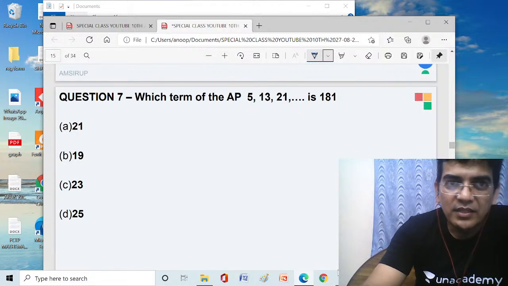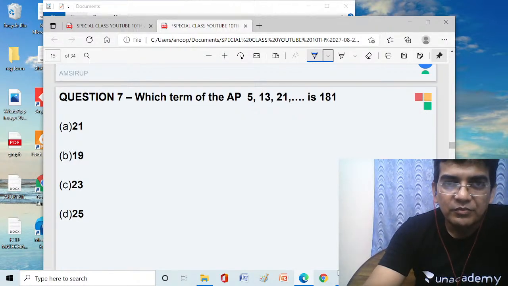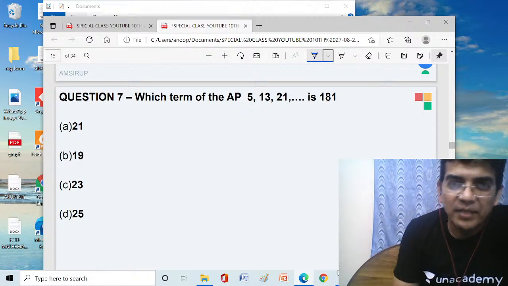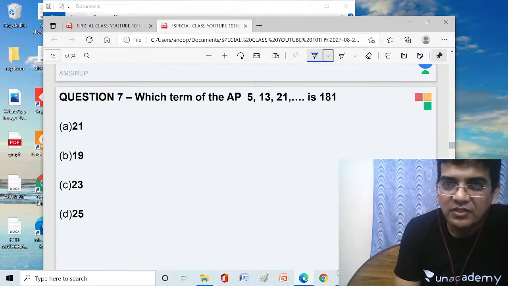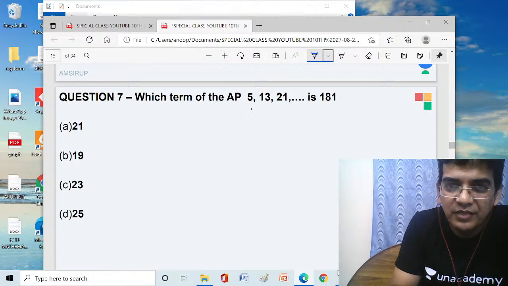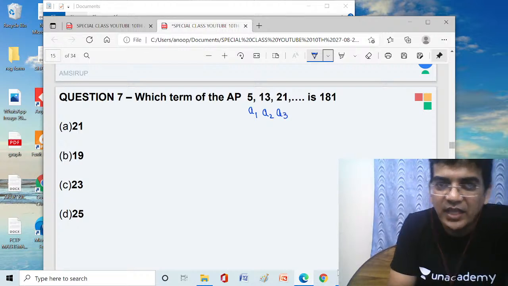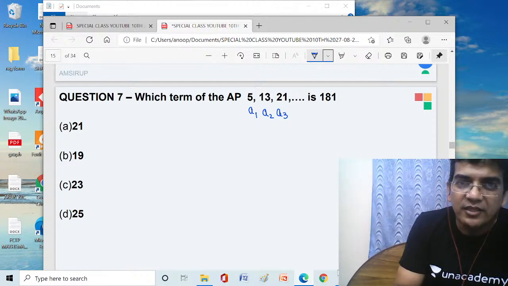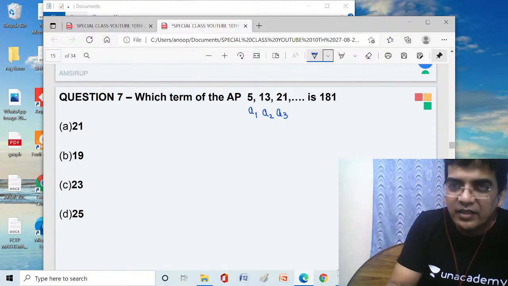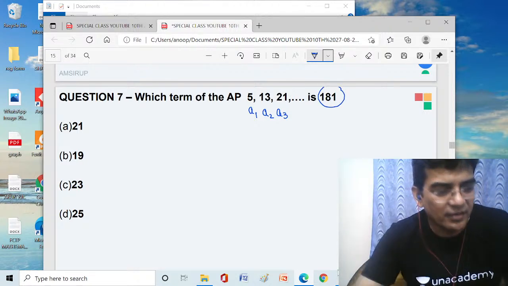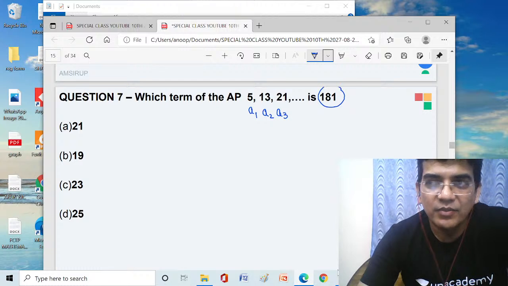Now this question says, which term of the AP, this is an AP given to you, the first three terms of the AP are given. A1, A2 and A3. These are the first three terms of an AP given to you, and now they are asking which term of this AP is this. Just read the question and try to understand it, what they have given and what they are asking for.